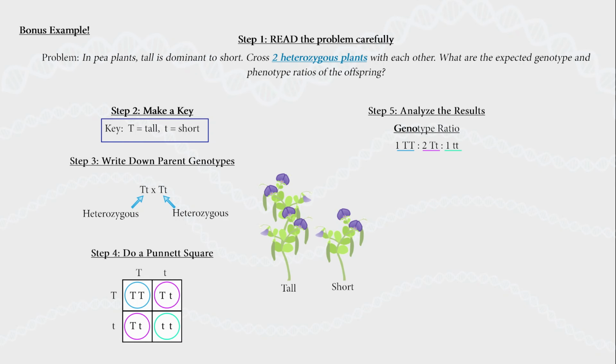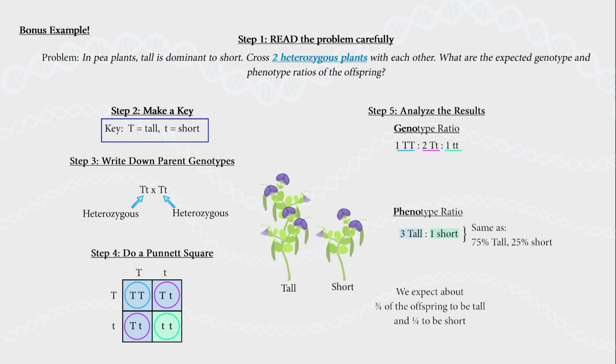Let's do a bonus example. Keep in mind that the ratios or percentages that you will get will be different if you have different parents. Let's cross 2 heterozygous tall plants, big T little t crossed with big T little t. Notice that we would get a 1-to-2-to-1 genotype ratio. 1 big T big T to 2 big T little t to 1 little t little t. And a phenotype ratio of 3 tall to 1 short. Since we expect 3 out of 4 offspring to be tall, there is a 75% chance of getting tall offspring and a 25% chance of getting short offspring.